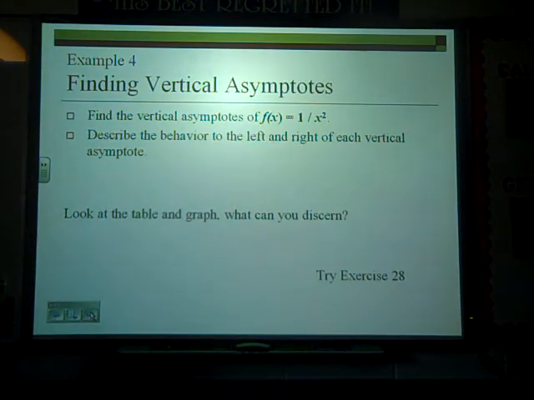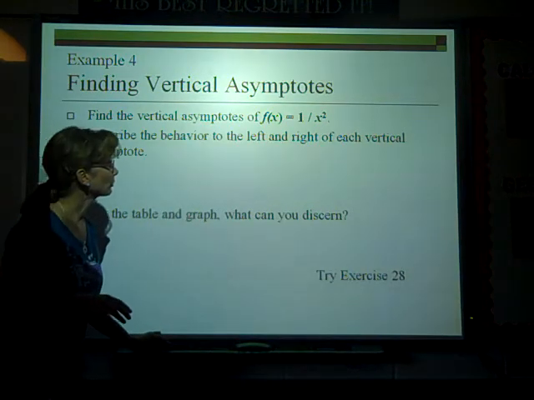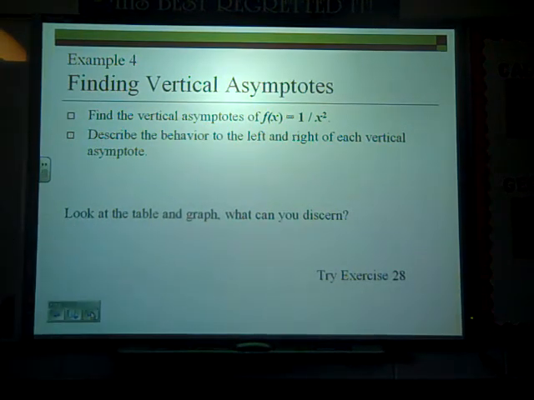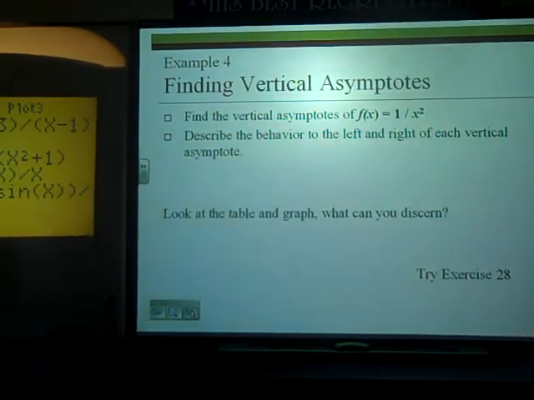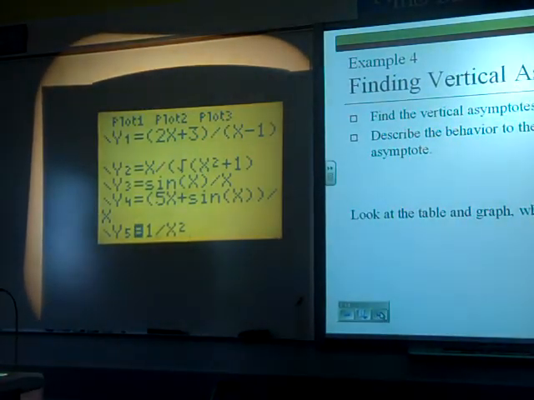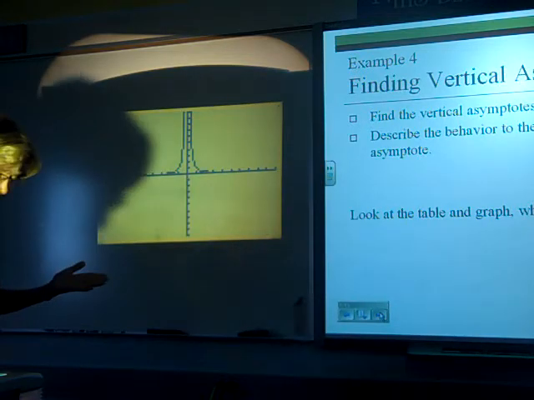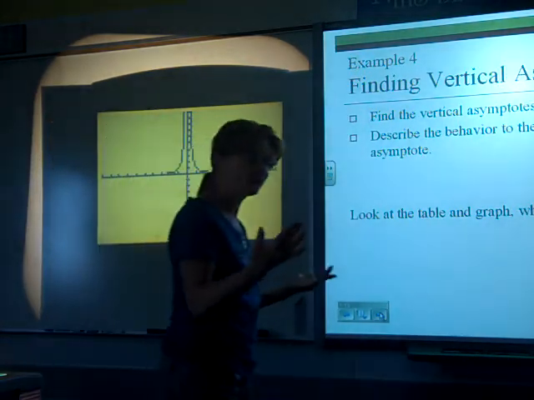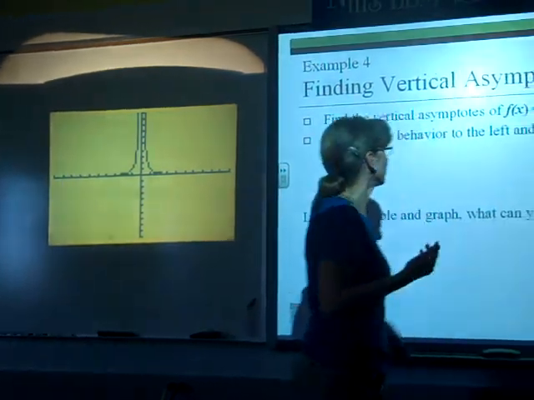Now, what if we want to find a vertical asymptote? Let's find the vertical asymptotes of f of x equals 1 over x squared. We're going to start with that. We'll look at it, negative 10 to 10. And we kind of know what's going on, right? Vertical asymptotes are always where the denominator is undefined. And it's undefined where x equals 0.